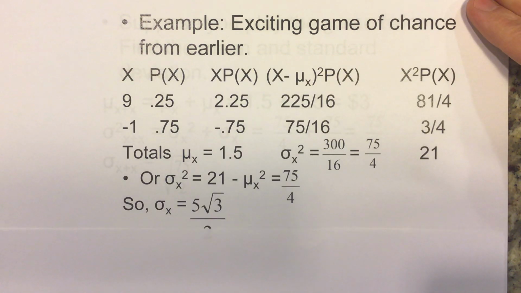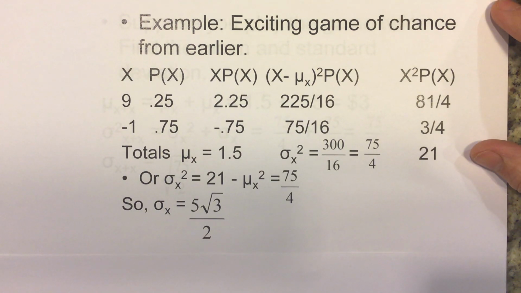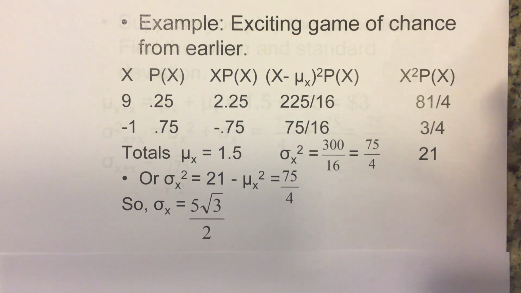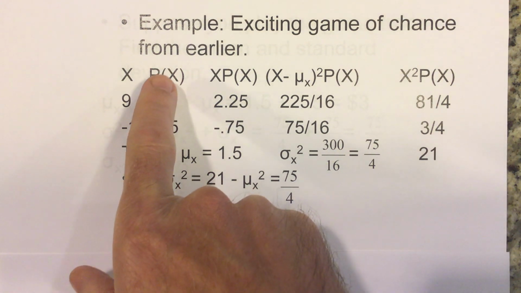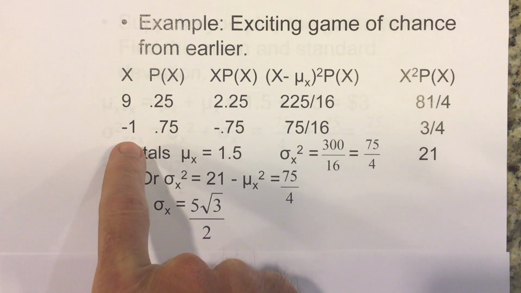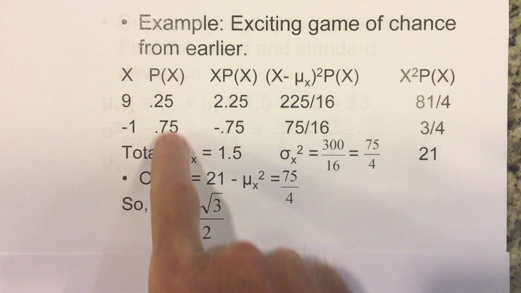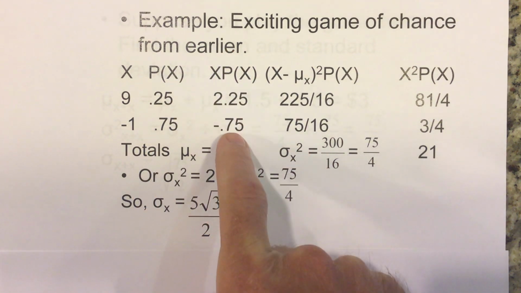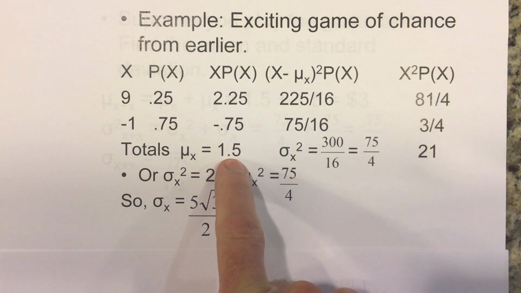So here's how I would have done the problem. Again, I would make my table, right? Outcomes of the random variable, column for the probabilities, multiply them, take the sum.